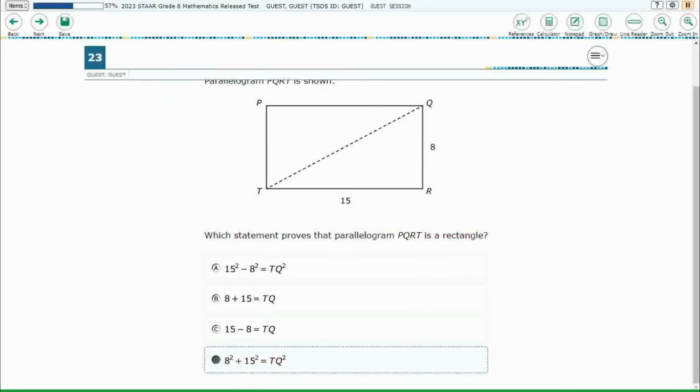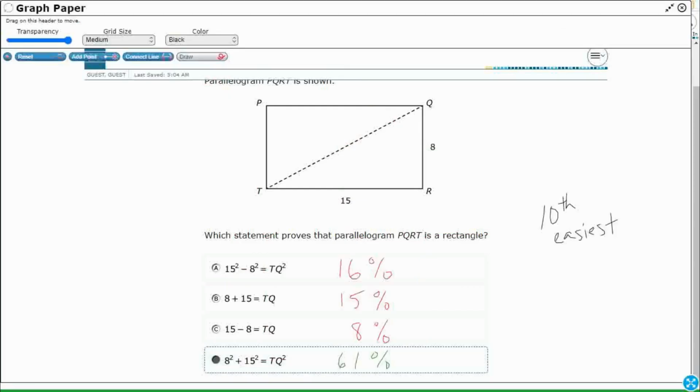Let's see how we did across the state of Texas. So this was tied for the 10th easiest. As you can see, we've got 61% getting it correct here. And this 16 and 15, obviously this A has the a squared and the b squared and the c squared. It just uses the wrong operation. And then B is just pretty obvious. You're going to take the two numbers, but you're not going to square them. That's the problem with both B and C, is that you don't square them.